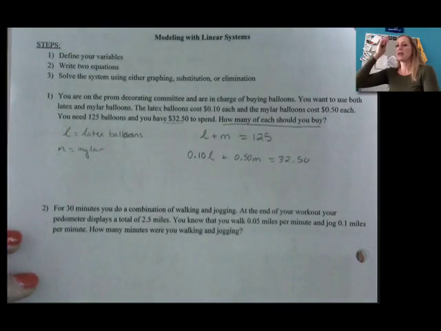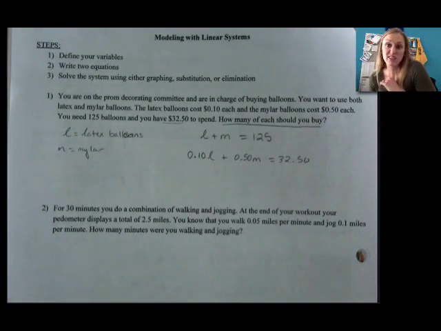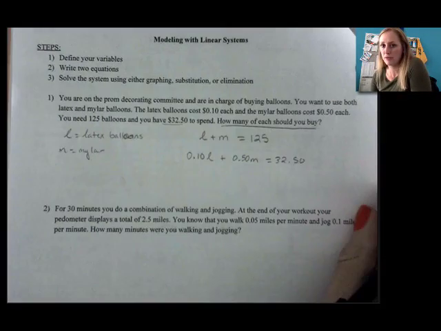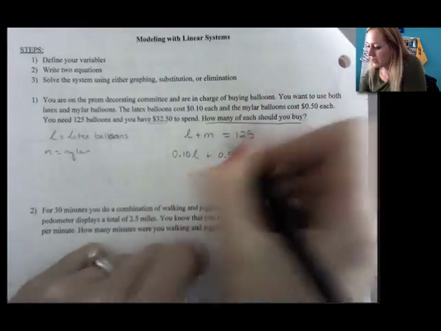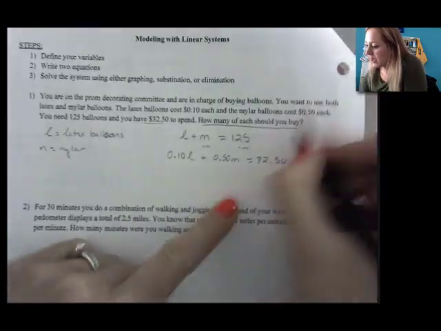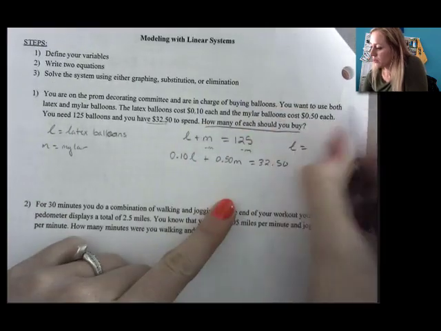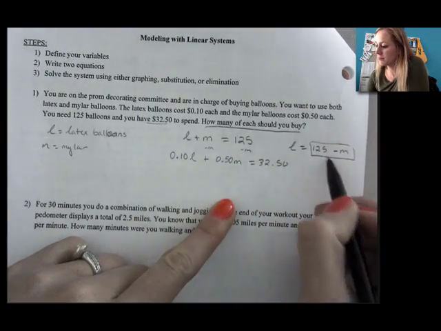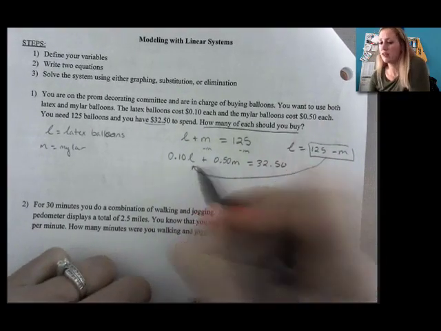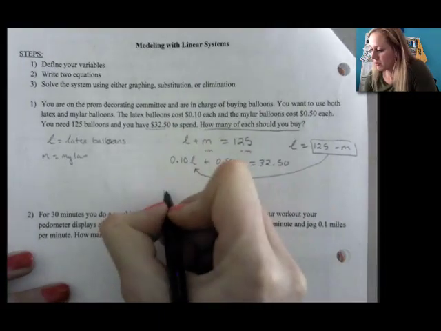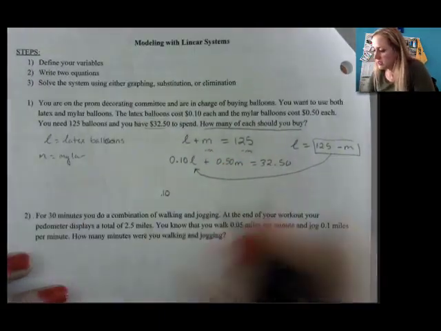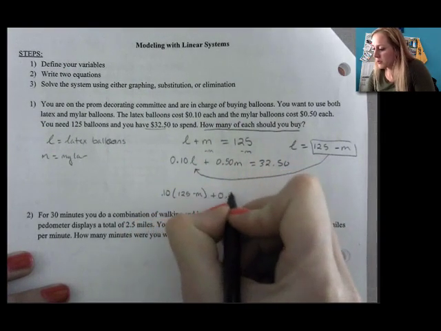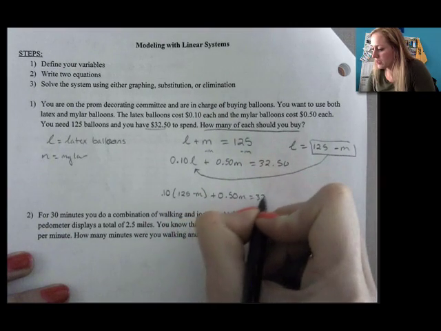Okay, and we can use any of our methods to solve. So personally, I like substitution a lot, but you guys can use whichever one you want. So I'm going to solve one of these for L or for M. So I'm going to solve for L. So I'm going to get L by itself, and I'm going to subtract M from both sides. So I have L equals 125 minus M. So I'm going to take this, and I'm going to substitute it in for L in the other equation. So now I have 0.10 times, instead of L, we're replacing it with 125 minus M, plus 0.50 M equals 32.50.